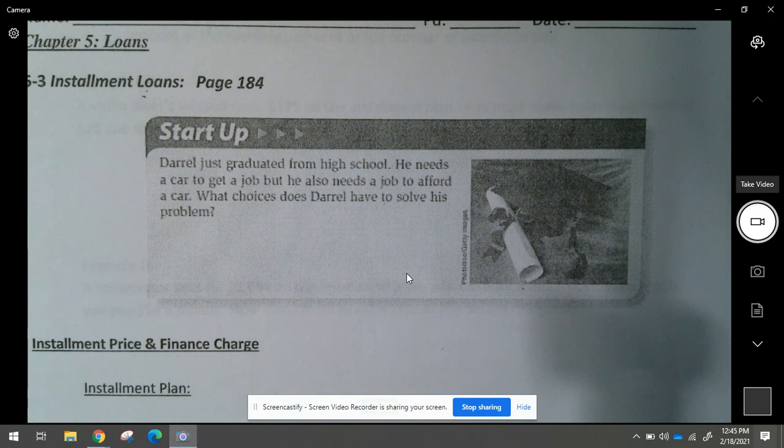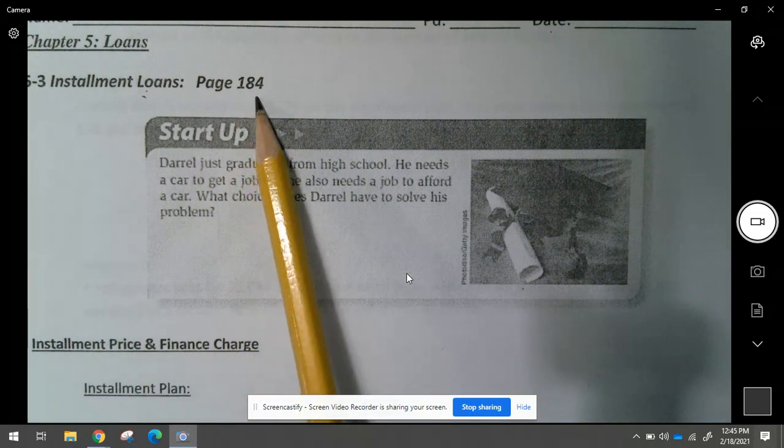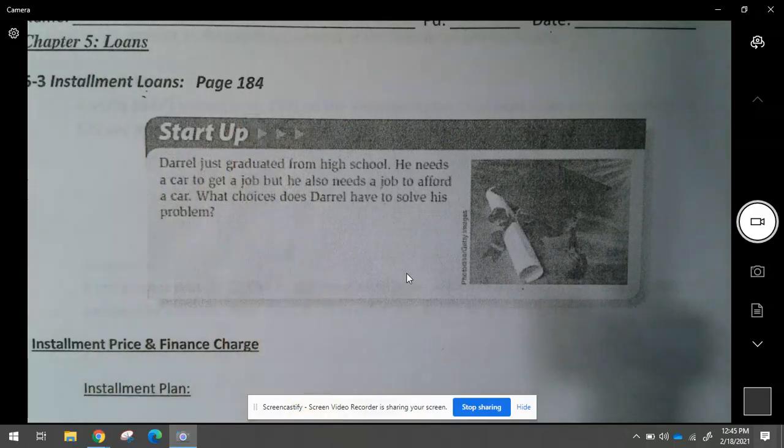Hi, Business Math 11. Today we're moving on to Chapter 5, Section 3, Installment Loans. It's found on page 184 in your textbook if you want to refer to your textbook at any time.